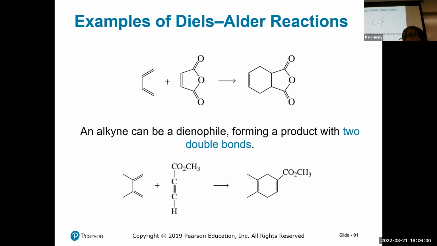Okay, so here, this is just basically showing you that an alkene can be the dienophile. And so we could end up with our ring structure forming, or a diene ring structure, okay? And so two things that we want to remember from this.